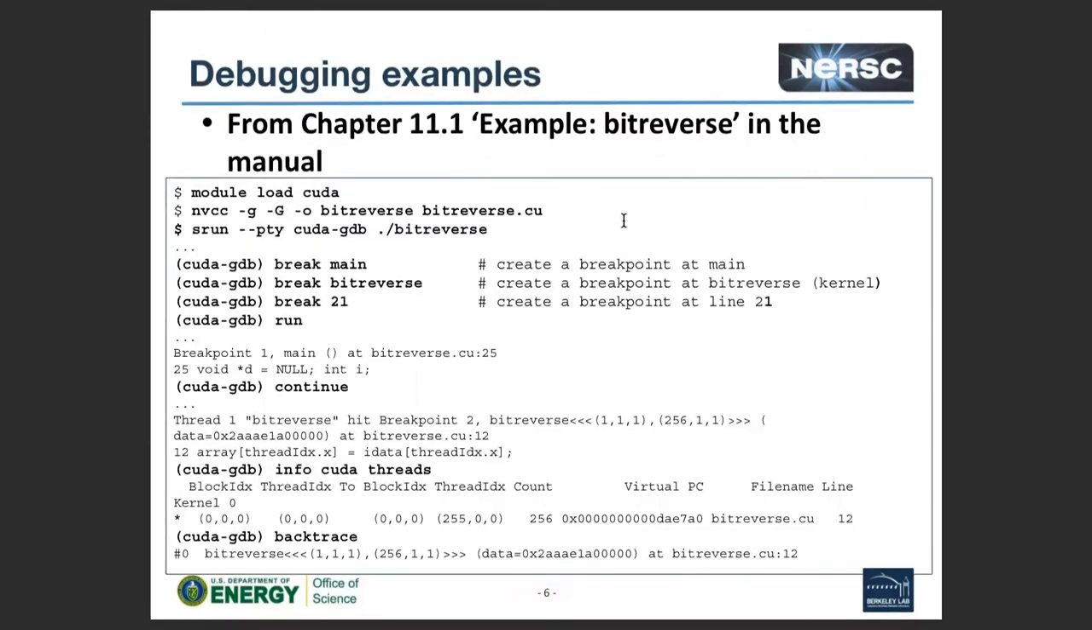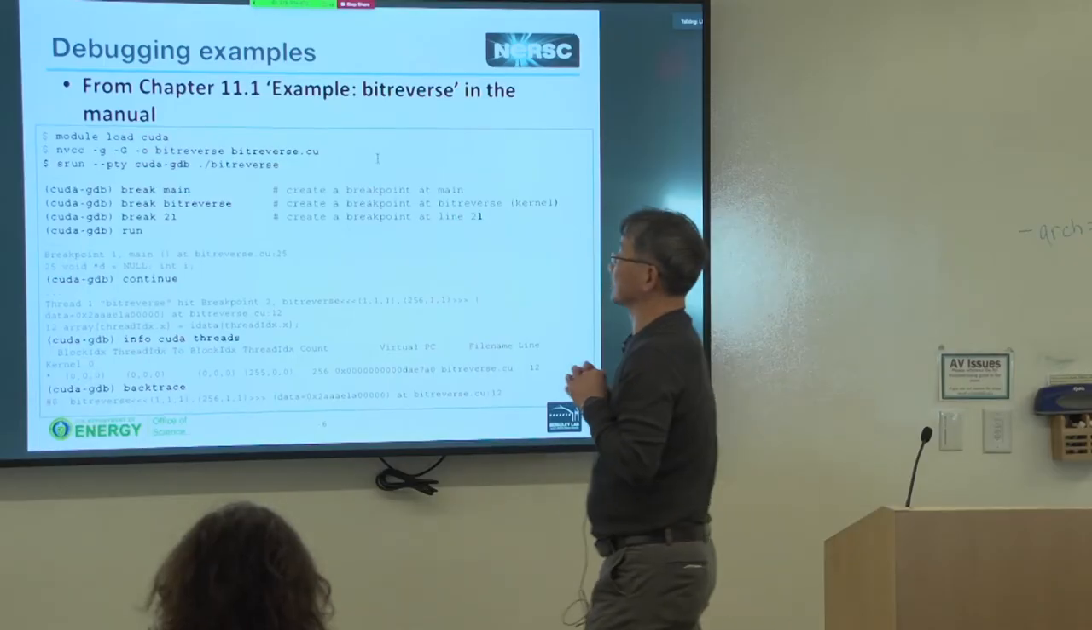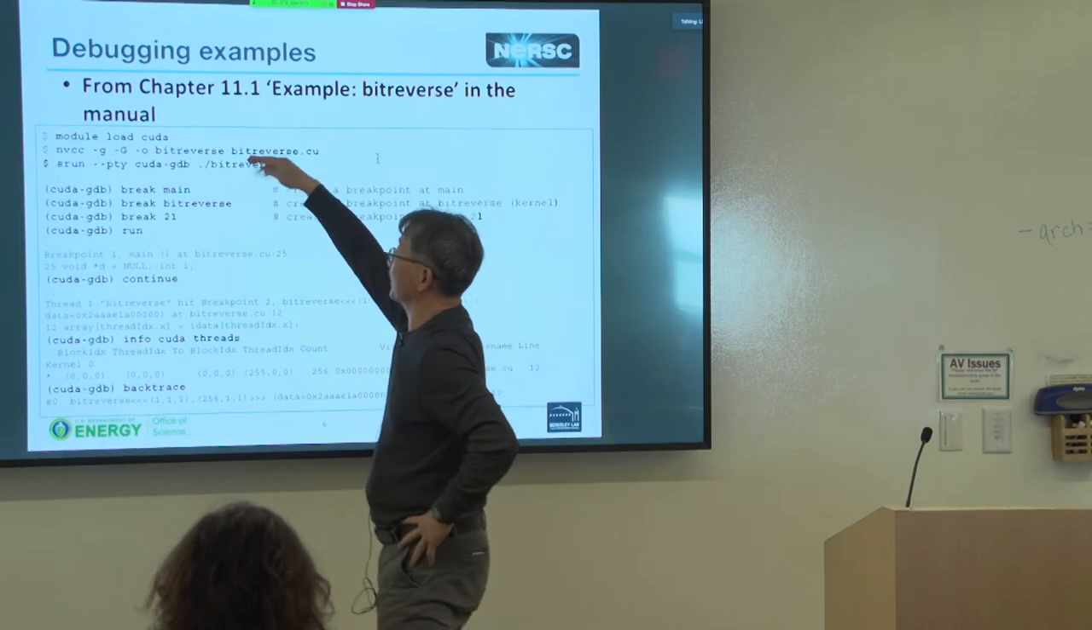You can go to chapter 11.1. There are some examples here, and it's a pretty good example. The bit reverse takes 4-byte words but changes the order in each byte. It's pretty simple, but you can just follow these steps.